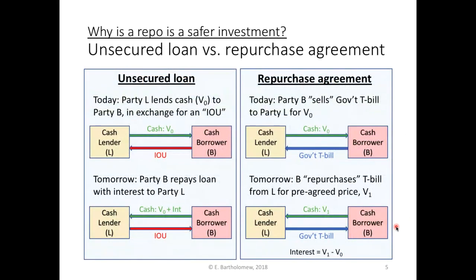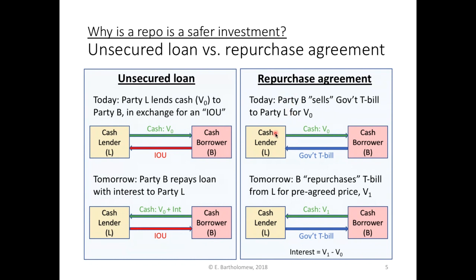Now, why do all this? Why is a repo, in fact, a safer investment? To look at this, let's compare an unsecured loan to a repurchase agreement and look at the box and flow diagrams for the two types of borrowing. So if we were doing an unsecured loan, the cash lender is lending cash to the cash borrower, and they're getting an IOU, a promise to pay from the borrower. And then the next day, they're getting their cash back plus interest, and they're returning the IOU.